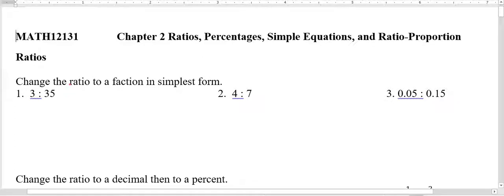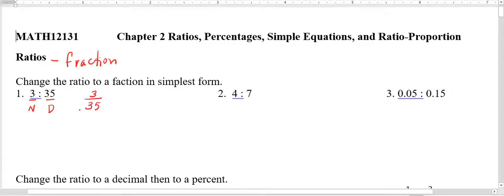Today we're going to look at Chapter 2, Ratios, Percentages, Simple Equations, and Ratios and Proportions. A ratio is just another name for a fraction. So in order to change a ratio to a fraction, you're just taking your first number, which becomes your numerator, and your second number, which becomes your denominator. And then you just simply write it numerator over denominator, which would be 3 over 35.